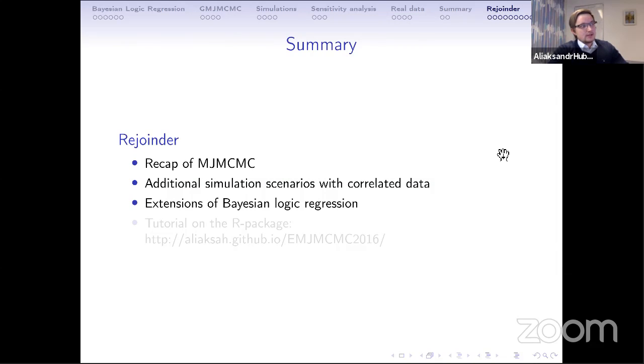We describe these extensions of the Bayesian logic regression model and give an extensive tutorial on using the package.